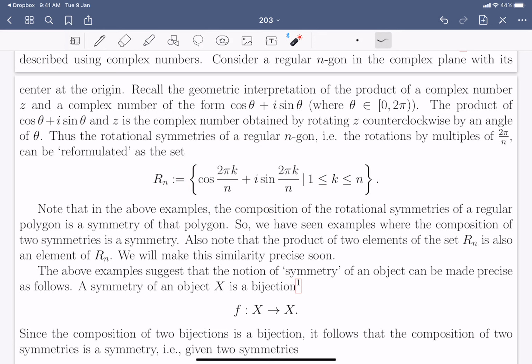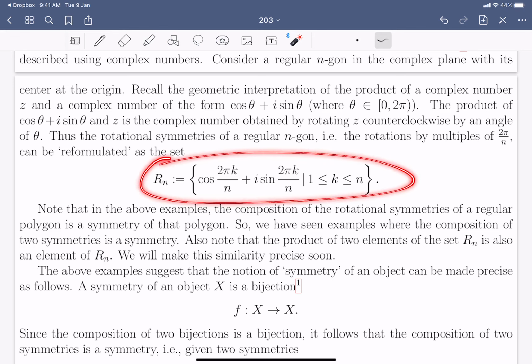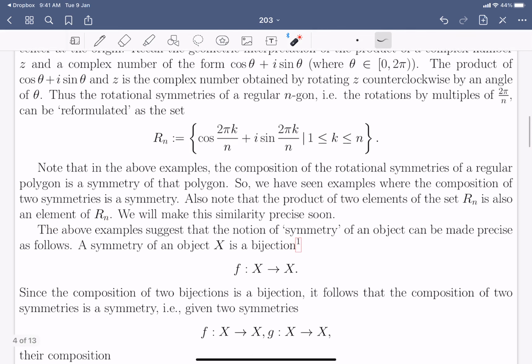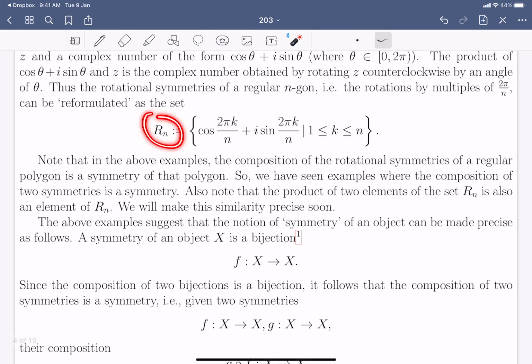As we could see from the picture, the composition of rotational symmetries is again a symmetry, or more precisely a rotational symmetry of the regular polygon. But now that we have translated the rotational symmetries into a concrete mathematical object, we need to prove the fact, which is quite easy to show, that the product of any two elements of Rn is again an element of Rn. This is something we should verify. Let me mention that Rn is not a standard notation in this context; I just use Rn to talk about rotations.